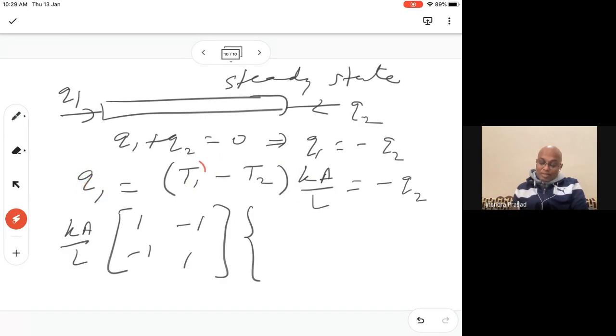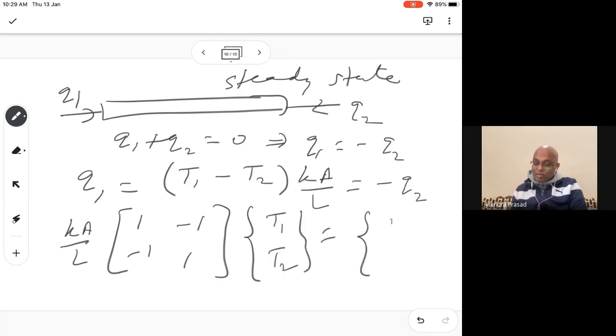Like in the spring, the change in displacement dictates what the value of force is. Here the change in temperature is going to dictate what the heat transfer is, right? So here displacement will be temperature. So you have T1, T2 equal to, then you have Q1, Q2, right? And you can solve it now.